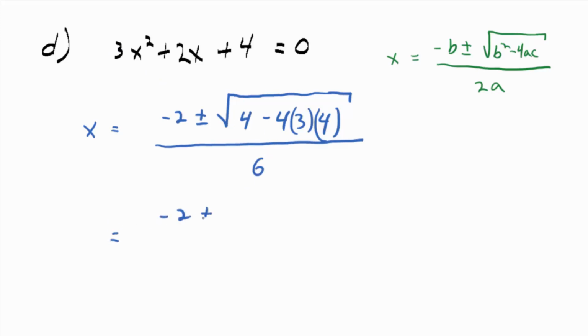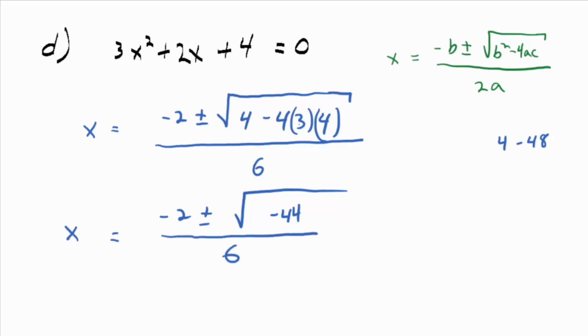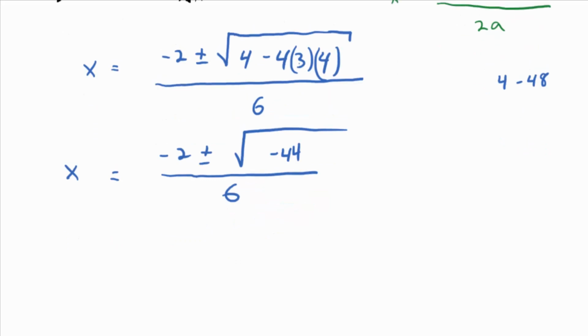Okay, so what are we going to have underneath that radical? Oh, I don't know. What's 4 times 3 times 4? So we get 4 minus 48 underneath the radical. What's that? Negative 44. Negative underneath the radical. So what do we do when we have a negative underneath the radical? We poke out the i and we simplify the root 44 as usual, right?